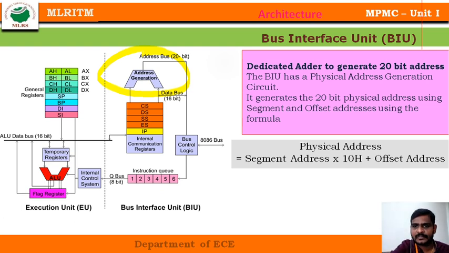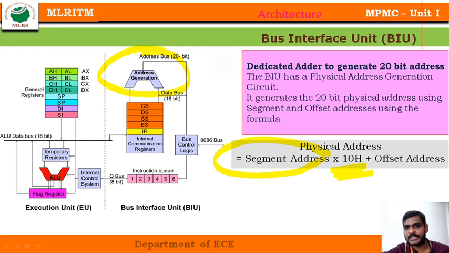It takes the segment register address times 10 hex, which is simply a logical left shift by 4 bits of a segment address, which may be the code segment, data segment, stack segment, or extra segment, plus an offset address. The offset may be in the instruction pointer or one of the registers holding an offset address. So the actual physical address is calculated as the segment address times 10 plus the offset address. In the following slides we'll see some examples.